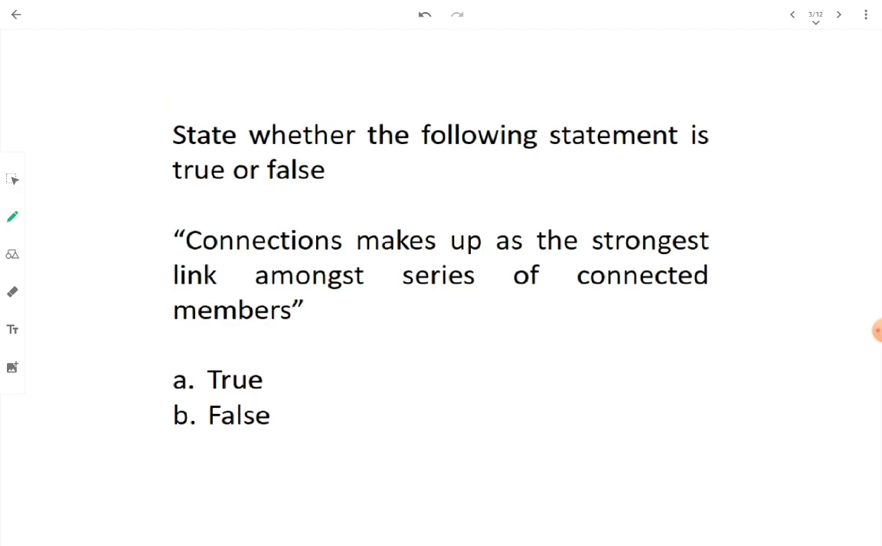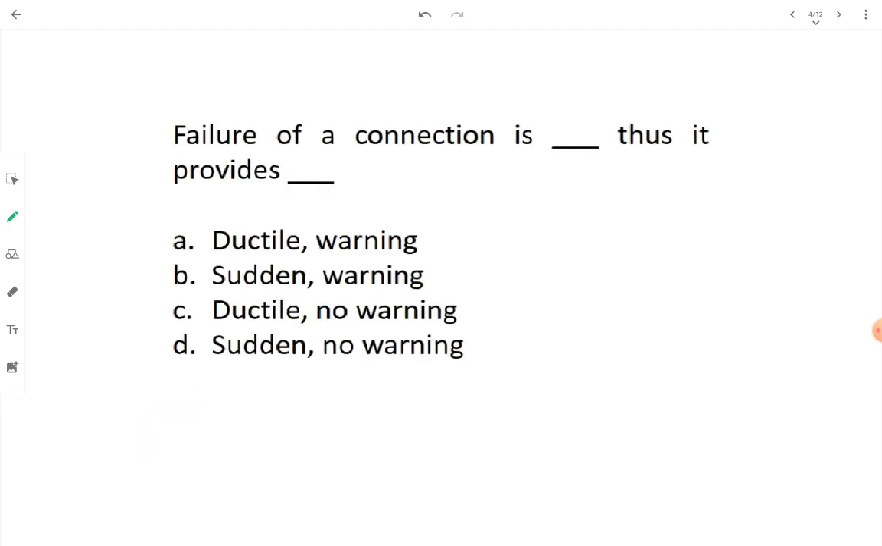Then, state whether the following statement is true or false: connections make up the strongest link among a series of connected members. Actually, this is wrong. When you are talking about connected members, the members are the strongest things, and the weakest link in any connected member is the connection itself. Therefore, the given statement is false. They are saying that connection is the strongest link, but it is false.